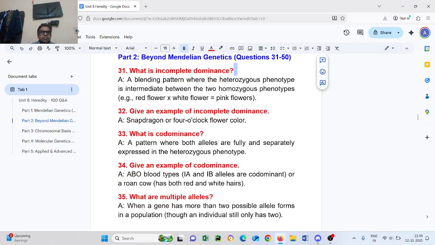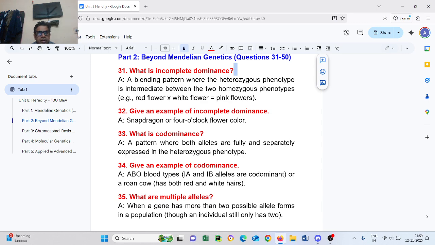Question number 34. Give an example of codominance. ABO blood group, blood type: IA and IB alleles are codominant. A roan cow has both red and white hair.